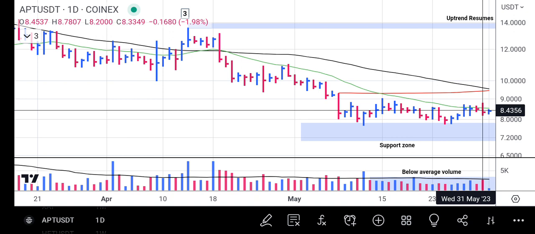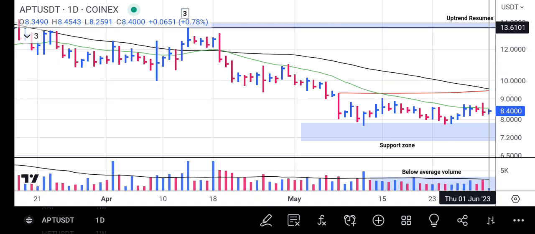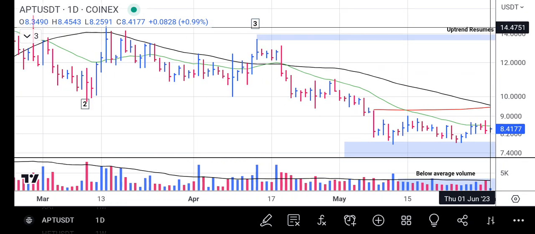And what we are hoping now is for the price to continue its rally, which will take it up to this level at our point 3. And once it finally breaks through it, the uptrend will resume. That's the number one area I want you to observe. Now, let me get into the second one.